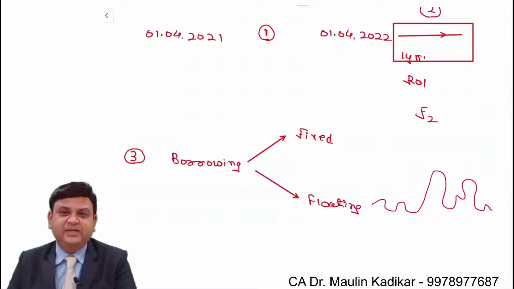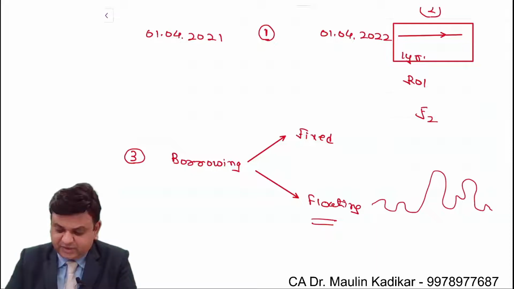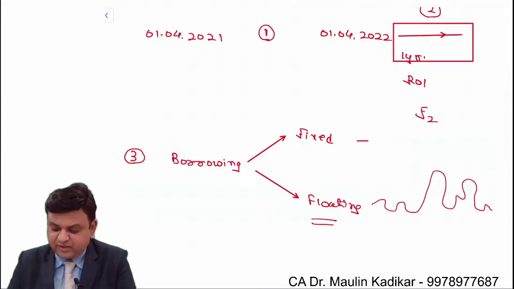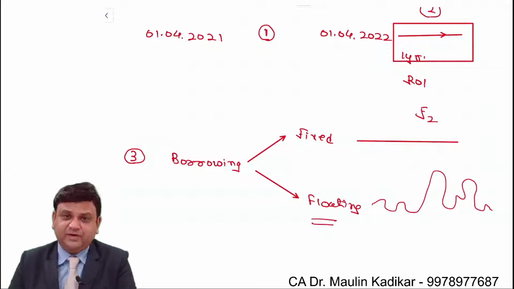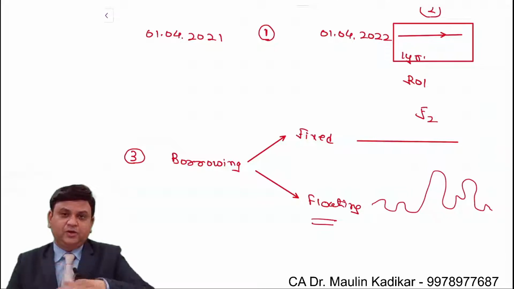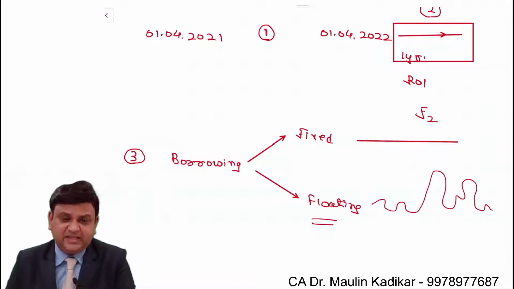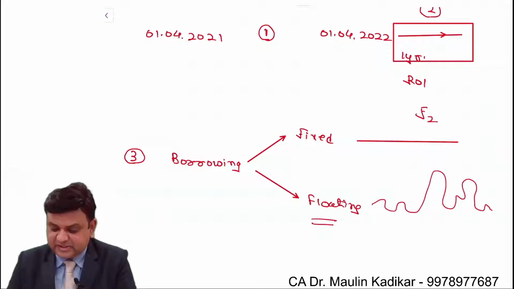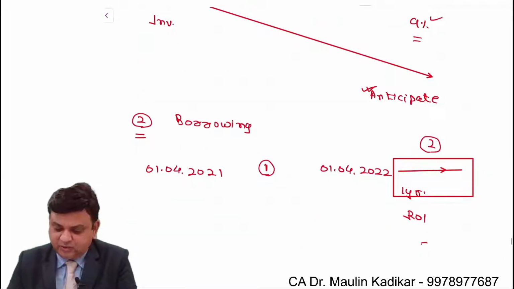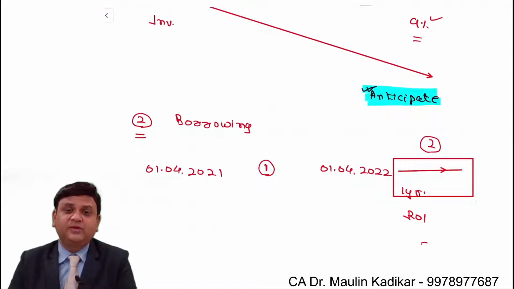So if you are expecting that, on average, the floating rate of interest is going to be more than the fixed rate of interest, then you should borrow at the fixed rate of interest, and vice versa. If you are expecting that the floating rate of interest is likely to be less than the fixed rate of interest, then you will borrow at the floating rate of interest. Once again, you are required to make an anticipation of what the rate of interest is likely to prevail in future.